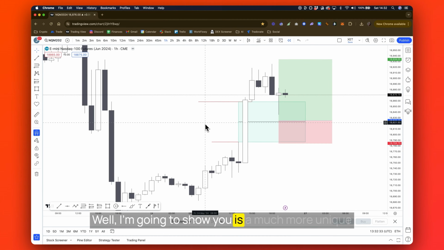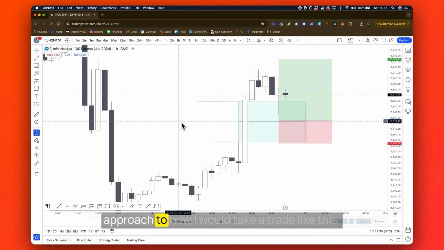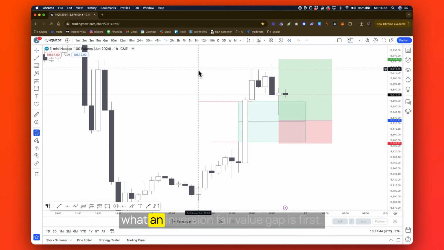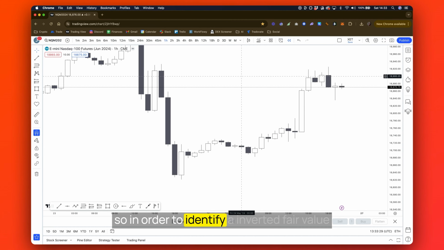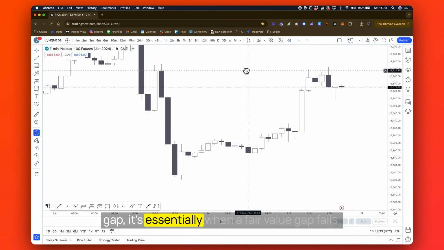What I'm going to show you is a much more unique approach to how I would take a trade like this. To do that though, I need to show you what an inversion fair value gap is first. So in order to identify an inverted fair value gap, it's essentially when a fair value gap fails.